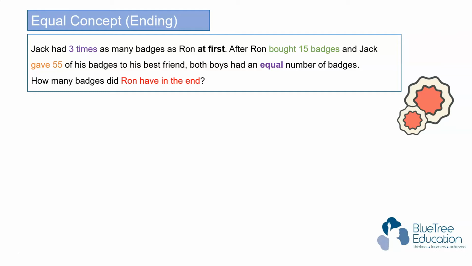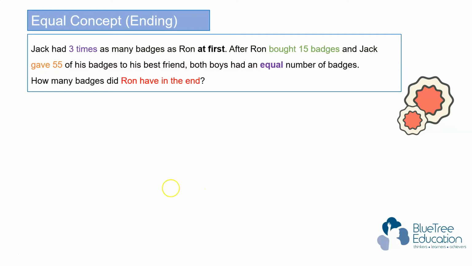So let's get started. Jack had 3 times as many badges as Ron at first. After Ron bought 15 badges and Jack gave 55 of his badges to his best friend, both boys had an equal number of badges. How many badges did Ron have in the end?